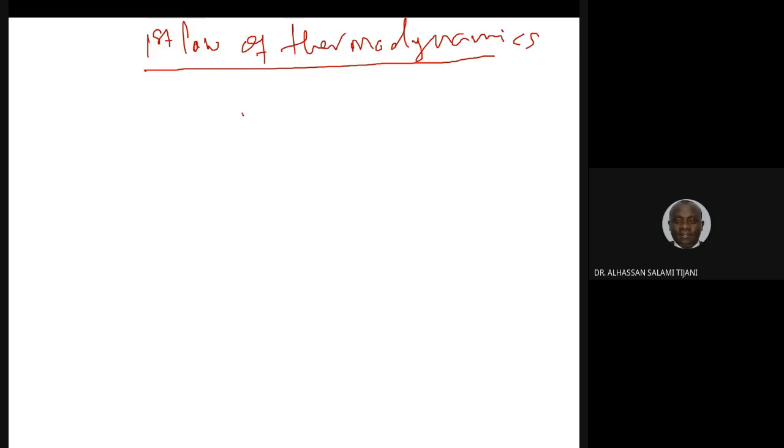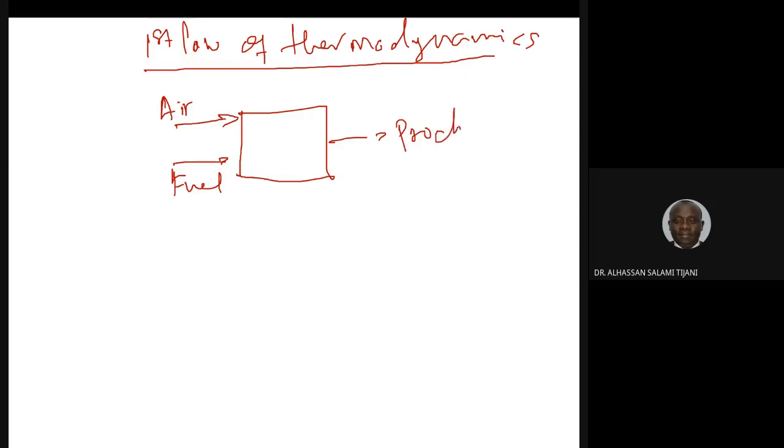See, if we have a combustion chamber, imagine it to be a control volume system in which some amount of fuel is entering. Let's say we have air over here, and then we have fuel, and these are the products of combustion. From the first law of thermodynamics, we know that the total amount of energy entering a control volume system should be equal to the total amount of energy exiting the control system.